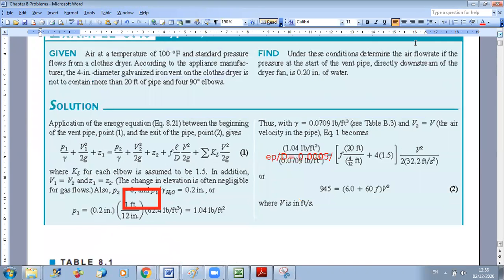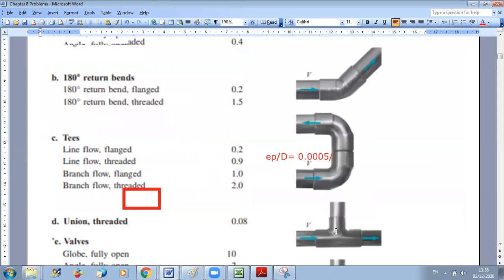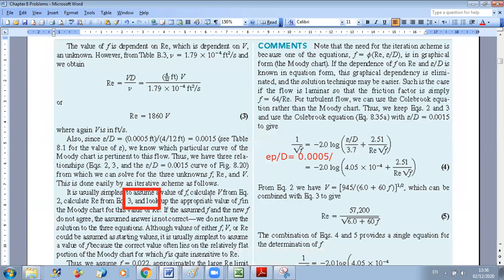So 4 inch, okay? Don't forget, as we said, to convert to feet, which is 4 over 12. So if you do the ratio, you can get the value of epsilon over d. So we can see it here. Epsilon over d is 0.005 over 4 over 12, which will give us a value of 0.0050.